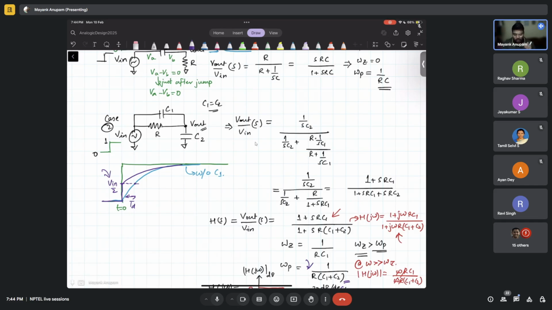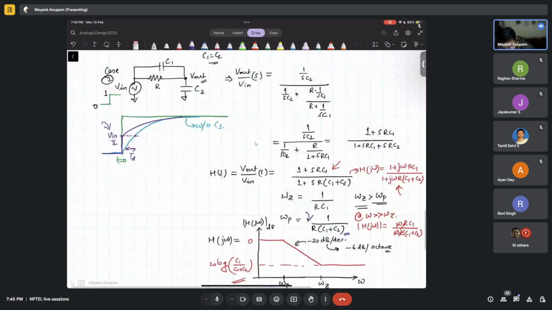This is the final point that I want to make in regard of a zero: whenever there is a zero, it will always affect only the initial condition. It will always affect the initial position of the system. If it is a left half plane zero, initially it will boost the system in the right direction. If it is a right half plane zero, it will initially push the system in the wrong direction.